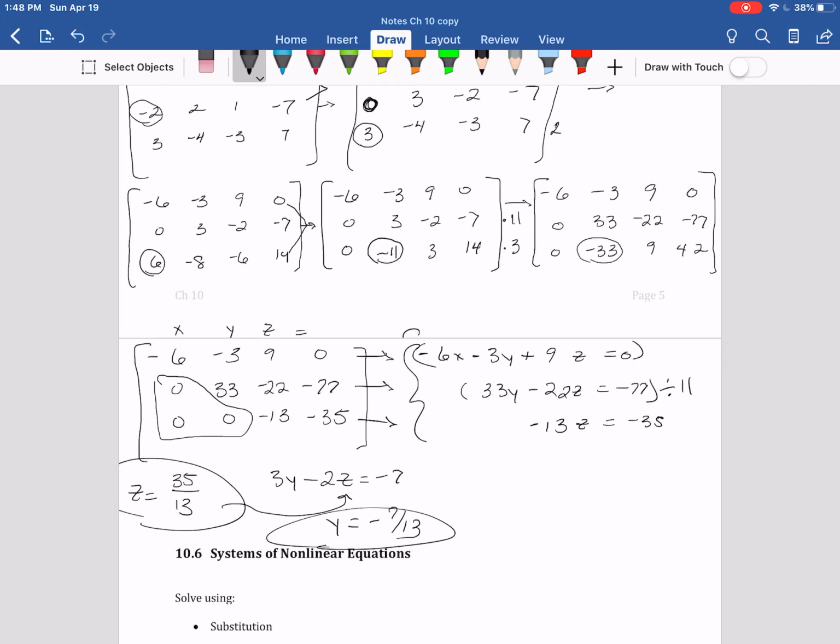But before I do that, let's divide everything by negative 3, just to make as many positive terms as possible. Okay, so that's going to leave you with 2x plus y minus 3z equals 0. So the values of y and z get plugged back in. So 2x minus 7/13 minus 3 times 35/13 equals 0. And solve that equation for x.